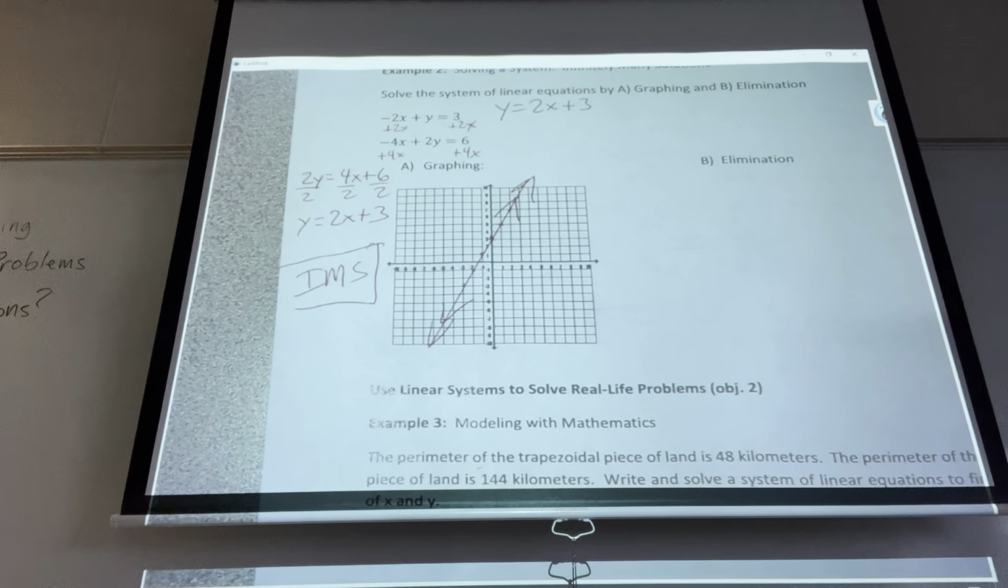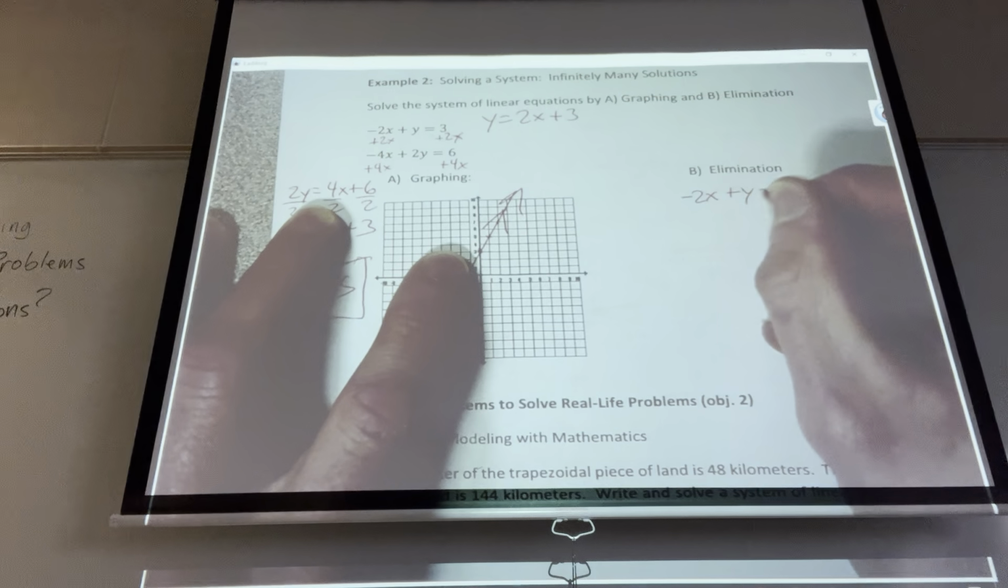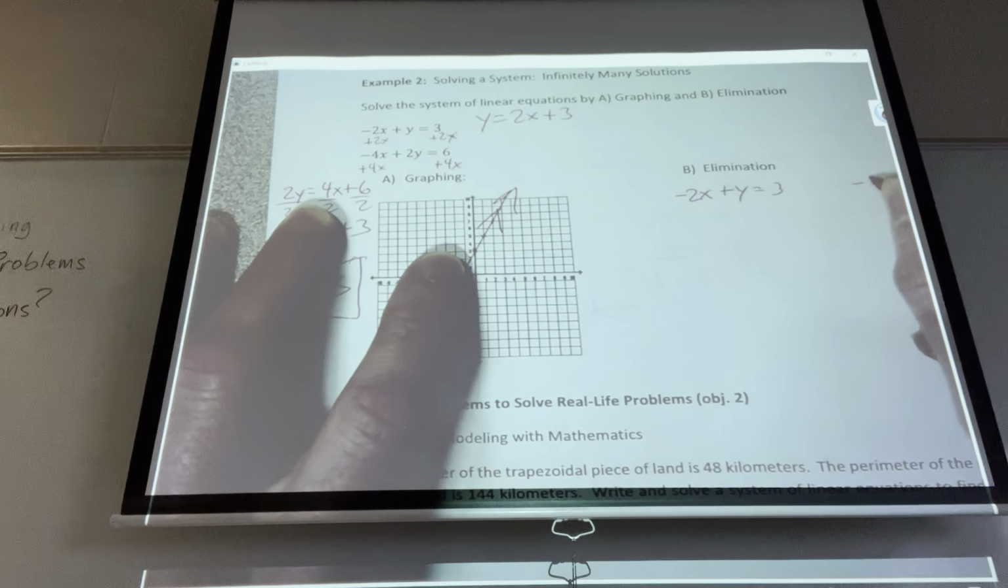Can anybody think back to how we would get infinitely many solutions in the past? What's going to happen? Anybody know? No? All right, let's find out then. Write them side by side, if you would. I always do that.